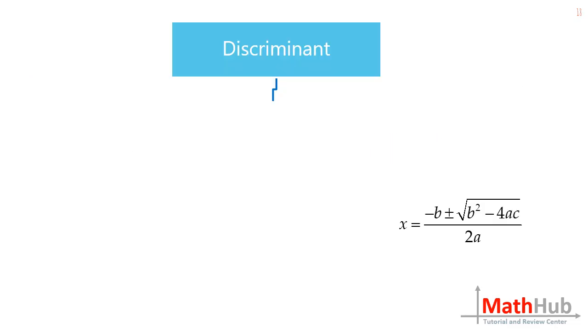Next, let us discuss the discriminant. So the discriminant tells us the nature of our roots. Now, our discriminant is b squared minus 4ac. Now, I have here your quadratic formula. So this discriminant actually appears here inside your square root sign.